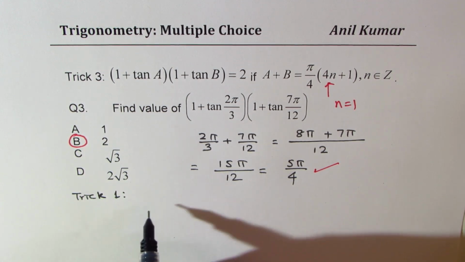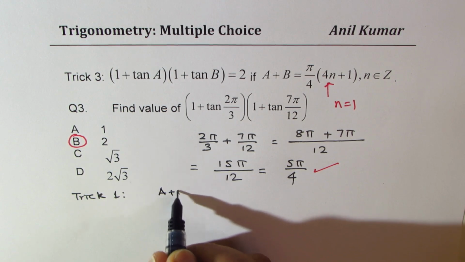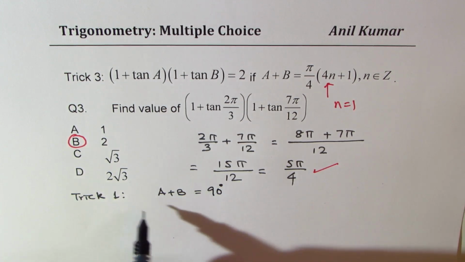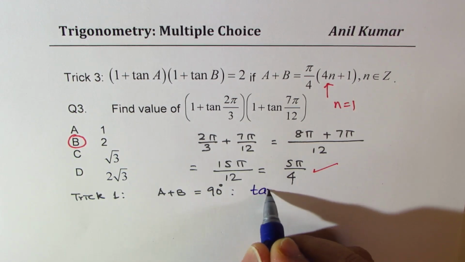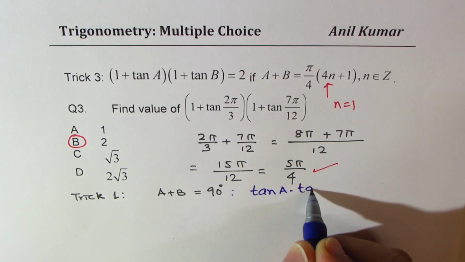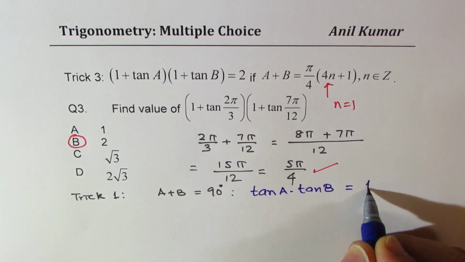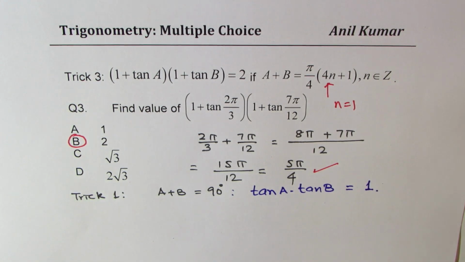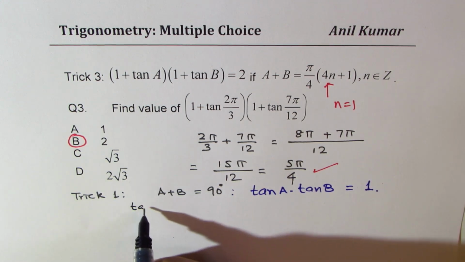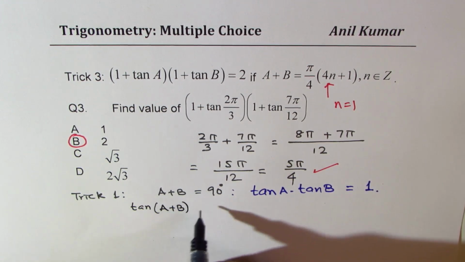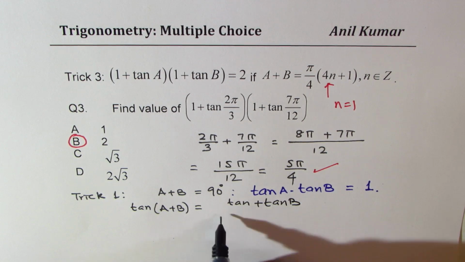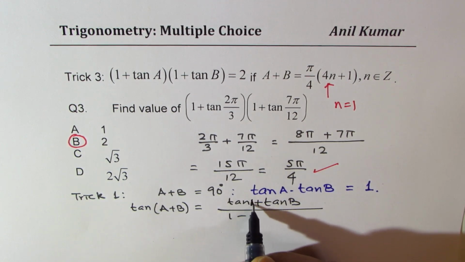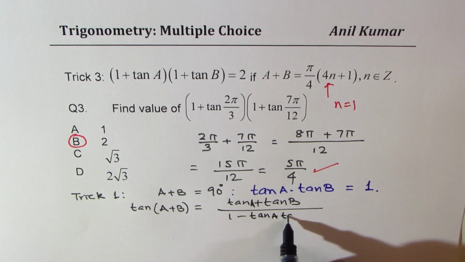It was relating to when A plus B was 90 degrees, correct? In that case, trick 1 was tan of A times tan of B equals 1, right? So that was our trick 1, which also comes from the A plus B formula, right? You remember the same concept, tan (A plus B) is tan A plus tan B over 1 minus tan A tan B.